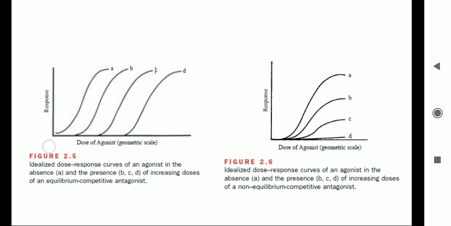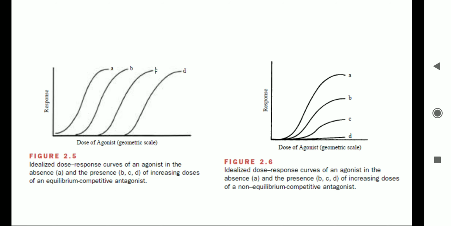So this graph represents 4 drugs of response versus the dose of antagonism. A is when there is no antagonist given. B is when there is an increase of antagonism, that is the equilibrium competitive antagonist, meaning whenever there is an increase in the antagonism, an increase in the concentration, the effect is going to increase, the response is going to get increased. However, this graph is for the non-equilibrium competitive antagonism.